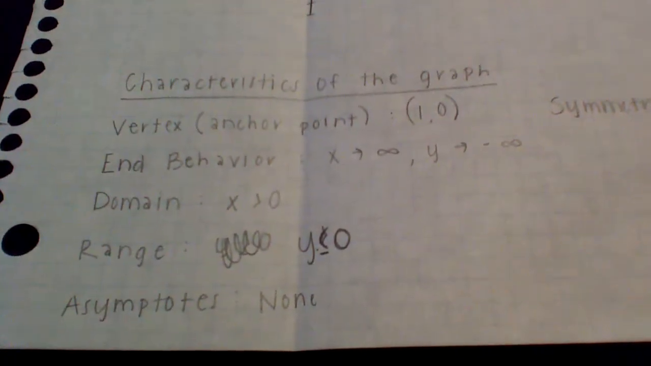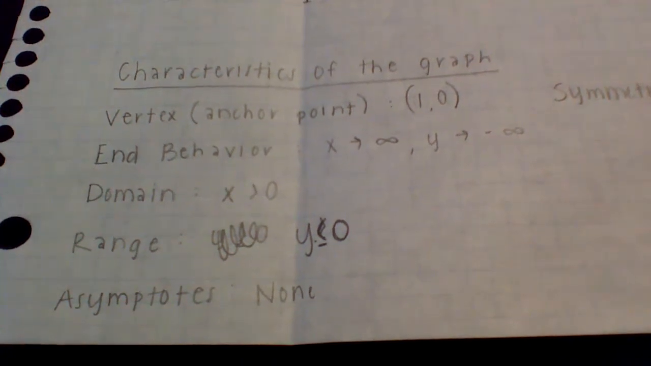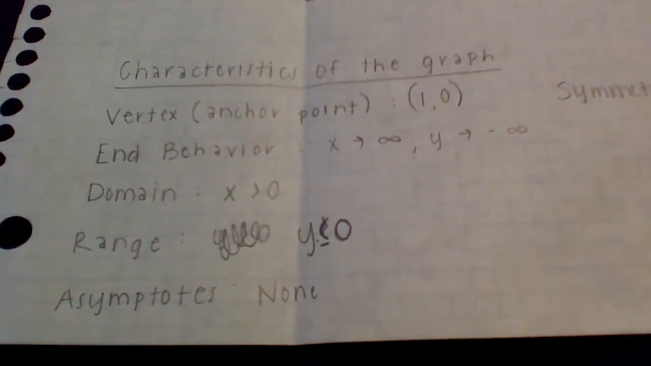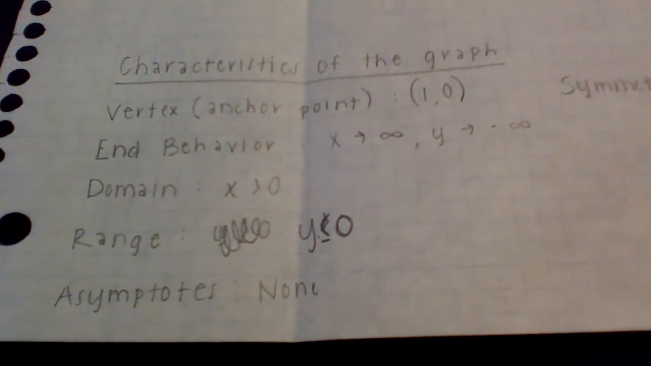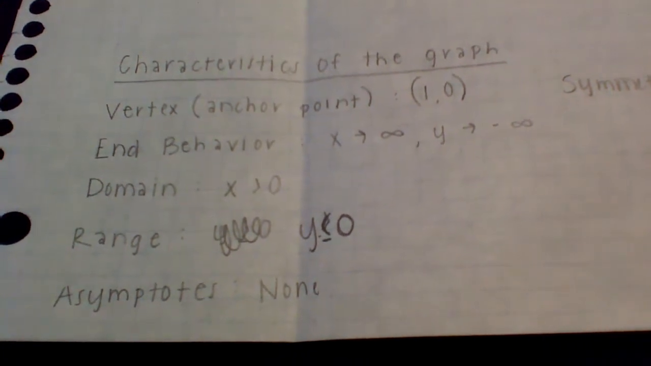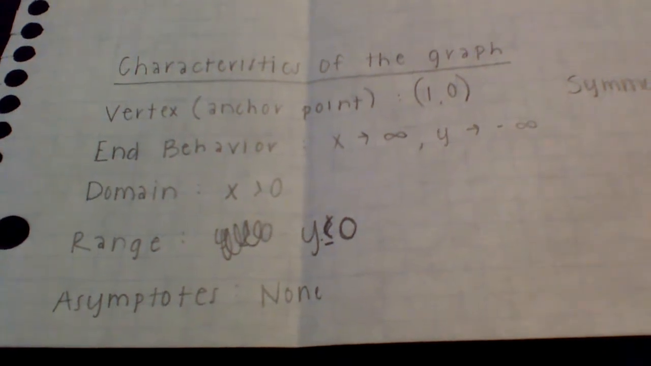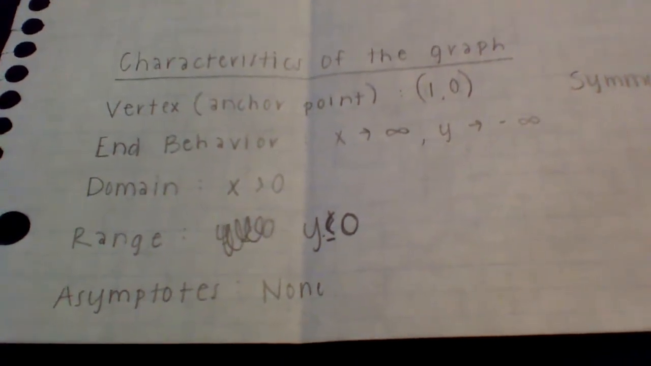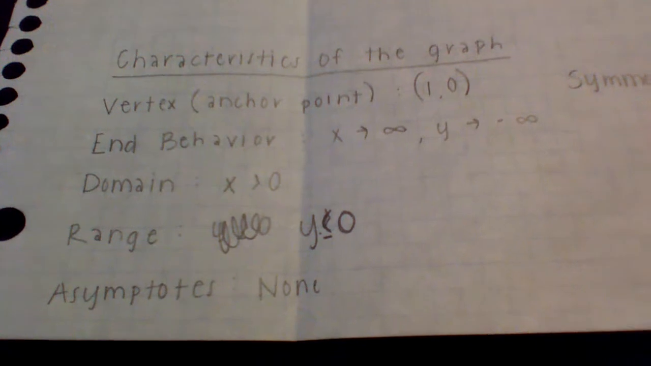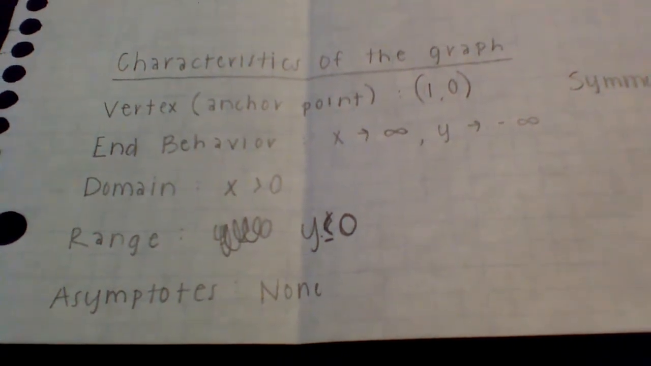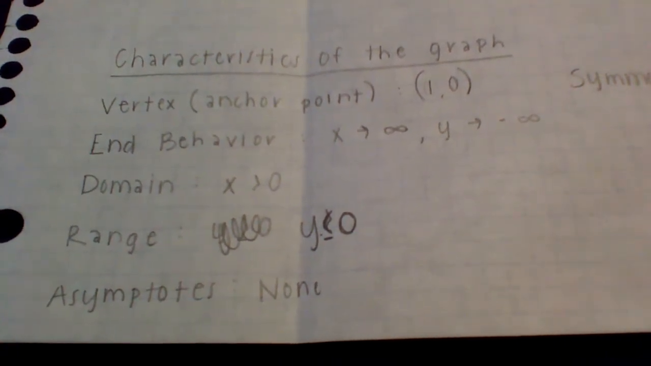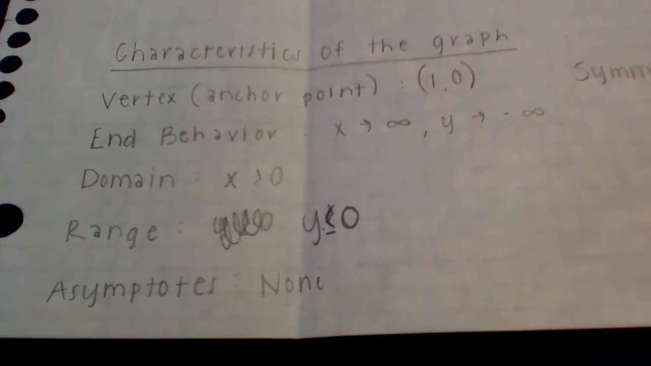So we're going to start talking about the characteristics of the graph now. My vertex or my anchor point was (1, 0), which means basically that my vertex was on the x-axis with 1, and then it was just 0 for y. My end behavior is that when x reaches infinity, y will reach negative infinity.